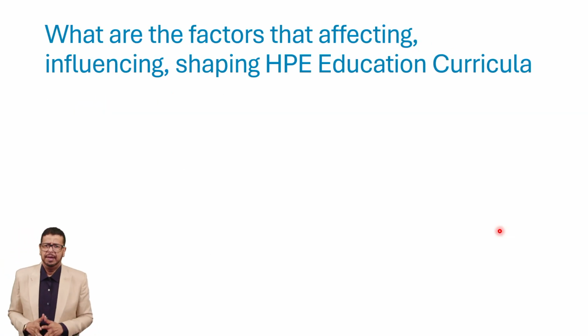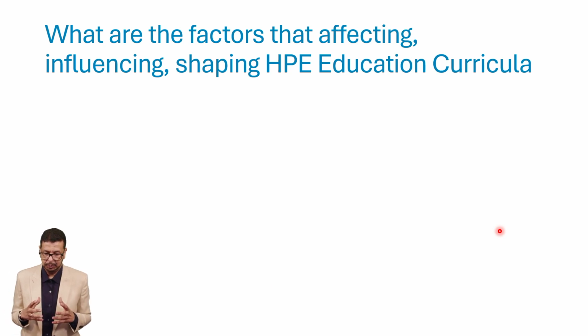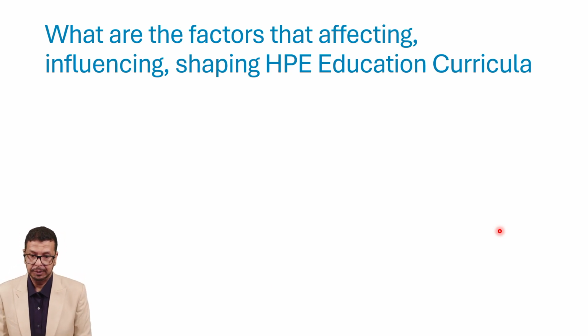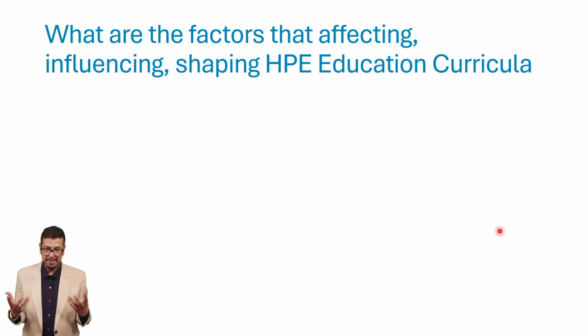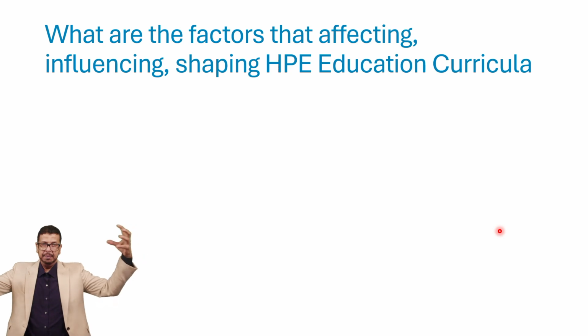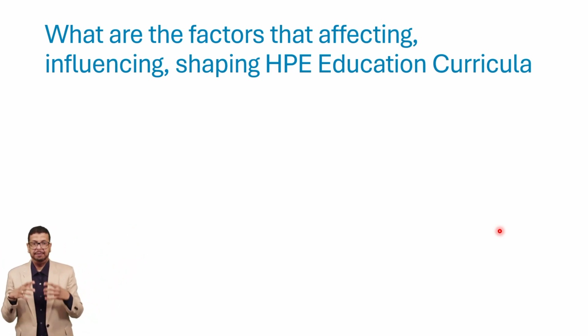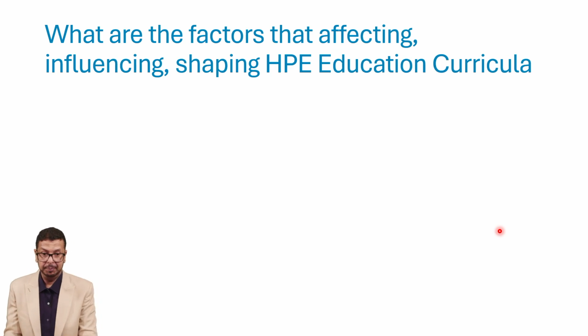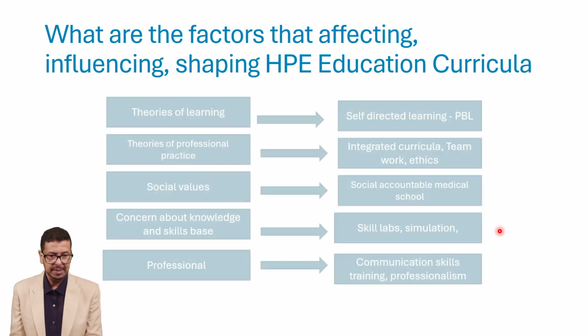So thinking about the curriculum is not limited to what happens within the medical school or health science school, because the educational system is a complex system, and it is an open system, not a closed system. So there are many external and internal factors that can affect or shape the educational program and educational curriculum. So let us together explore these factors.